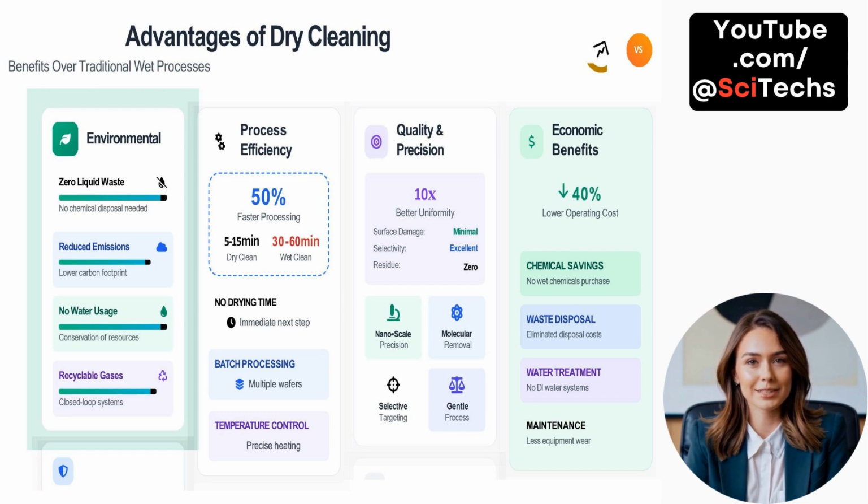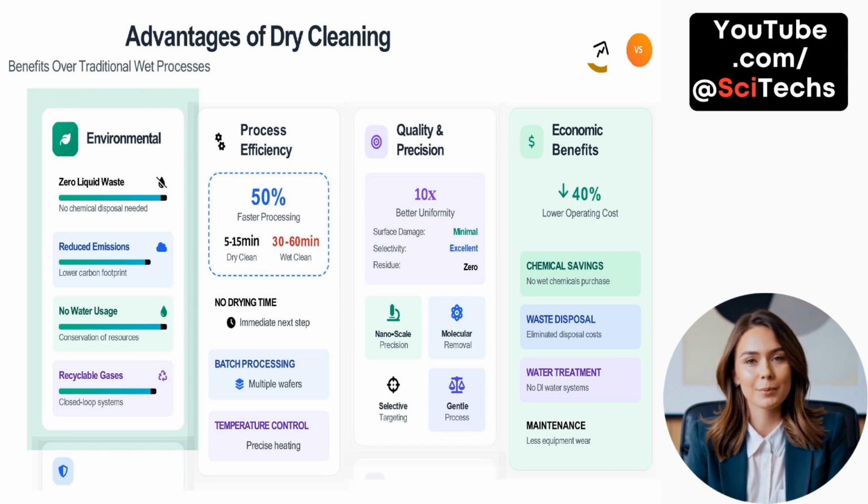Environmentally, it eliminates the need for liquid waste disposal, reducing chemical use and completely avoiding water consumption. This helps conserve natural resources. Recyclable gases in closed-loop systems and lower emissions also contribute to a reduced carbon footprint, aligning with sustainability goals.